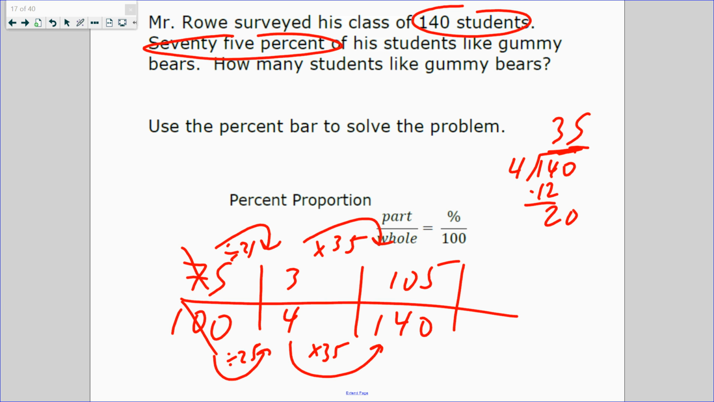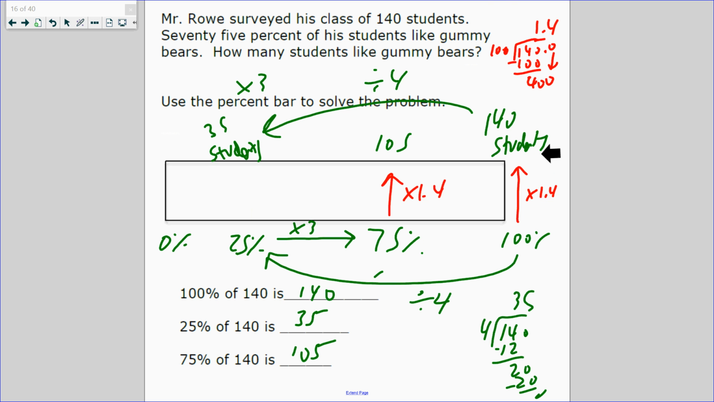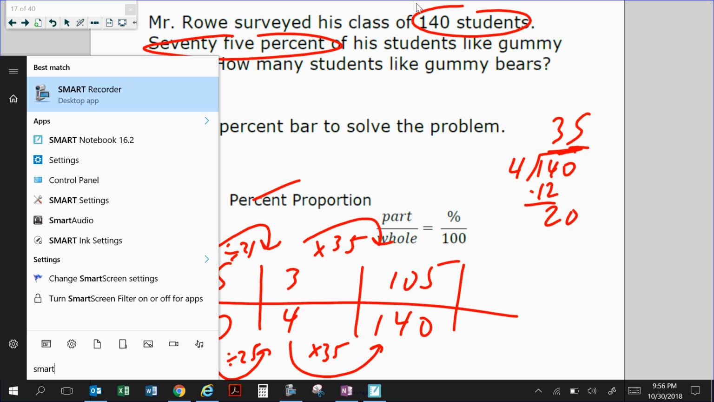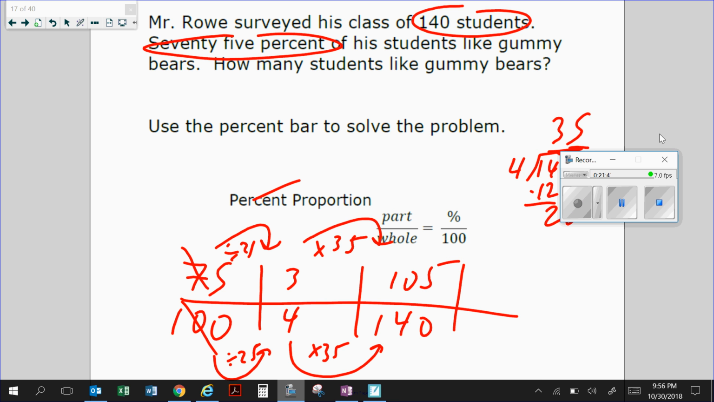And so that is the study of part to whole. You can make a percent bar. You can be flexible and go to a sideways relationship or an up and down relationship, or you can make a table and break it down, build it up, and that is it. Let's close this.